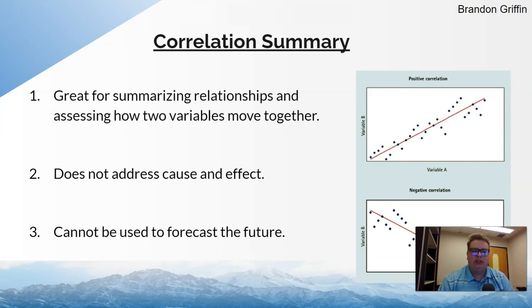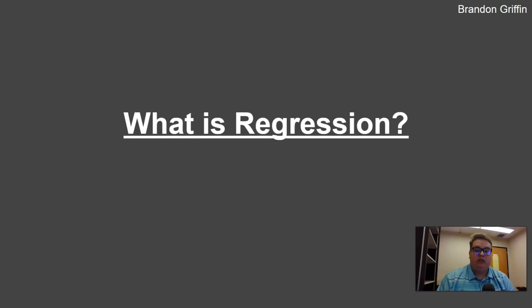So correlation is great for summarizing relationships and assessing how two variables move together, and it gives the direction and the strength. They can be positive or negative, and they can be weak or strong, and everything in between. One thing about correlation is it does not address cause and effect. And third, it cannot really be used to forecast the future. This is where regression comes in. You may have heard of regression, but we're going to talk about it and go through it today.